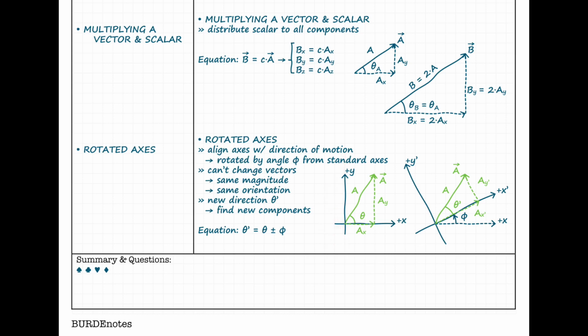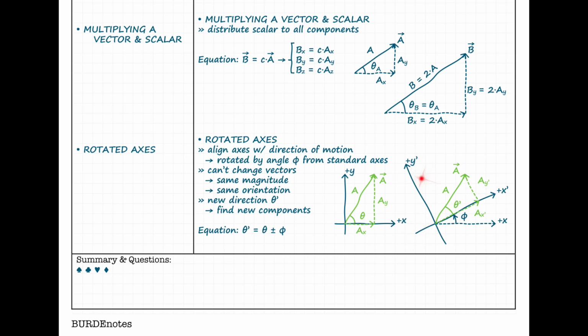I can use standard axes, which are the horizontal and vertical axes we're used to using, or I can use rotated axes, and neither of those changes the vector itself. But I can describe the same vector using components that align with my standard axes, or I can have different components, a component in the x prime direction and a component in the y prime direction that align with these rotated axes. We use rotated axes when we have an acceleration that's in a non-standard direction.